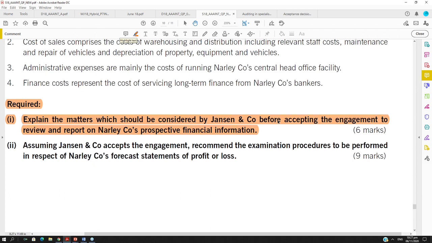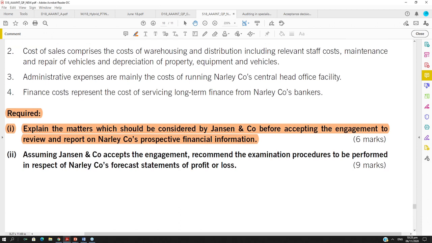Are we accepting an audit service here, or are we accepting a service which is known as prospective financial information? So are we accepting a new client here, or are we accepting a service here? So are we accepting a PFI service here? Wonderful. Or are we accepting a new audit client here? How many marks do we have? 6. So for 6 marks, how many matters should I write? 1 divided by 1, right? I should be writing 6. It is accepting a service from an existing client.